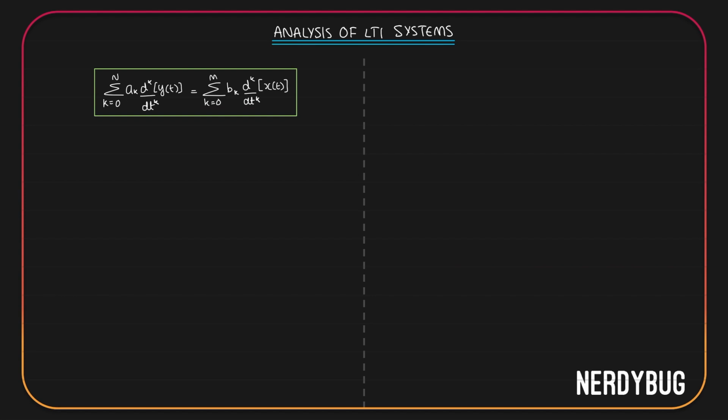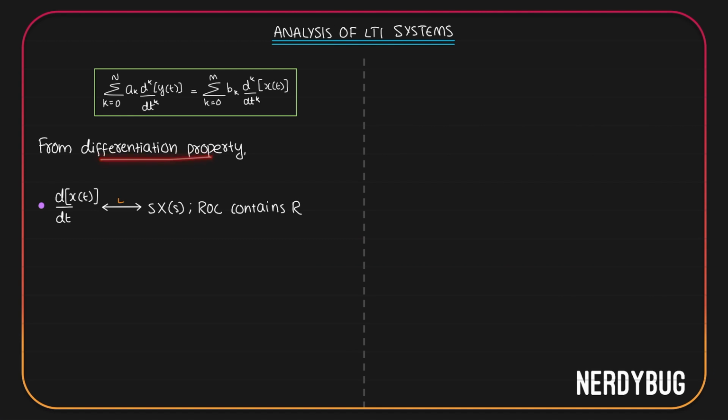coefficient differential equation. From the differentiation property we have learned before, the Laplace transform of d by dt of x of t is S X of s and ROC contains R. Assume I want to find out the Laplace transform of d square by dt square of x of t. This is actually the derivative of this one. So its Laplace transform is going to be s multiplied by its Laplace transform, which is S X of s. So I will get s square X of s.